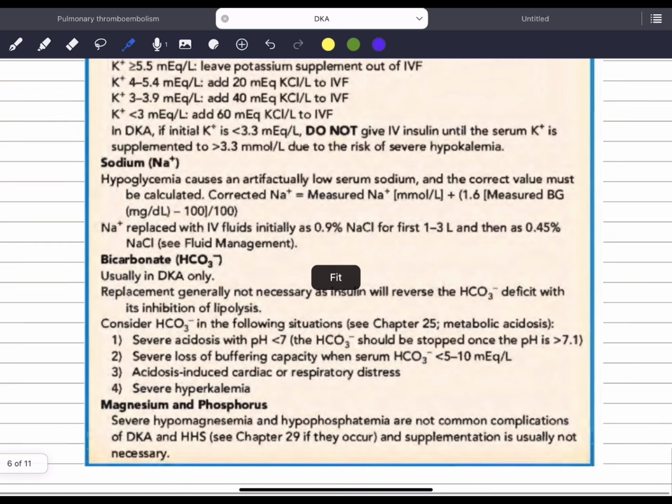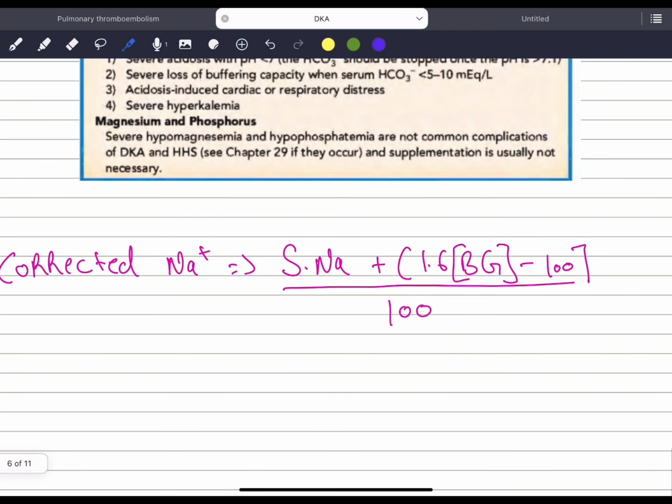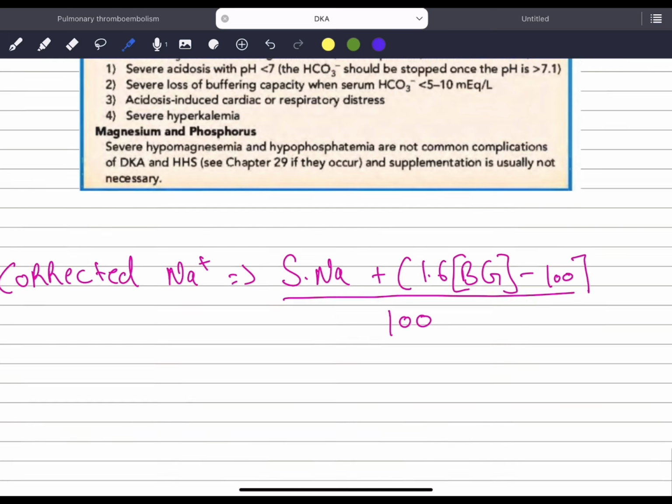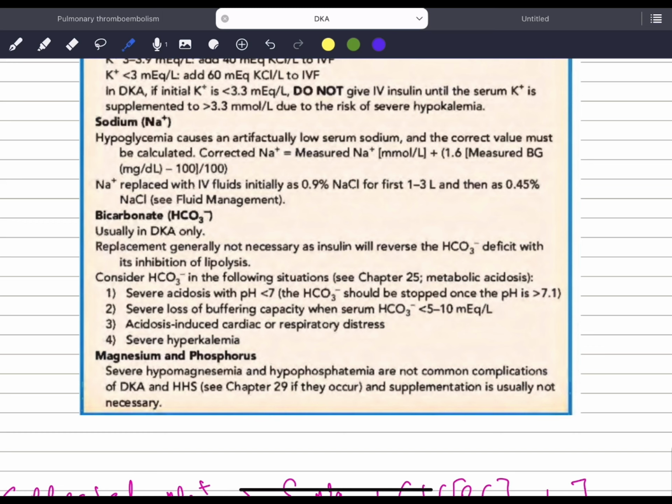Right? Sodium is generally artificially low because of hyperglycemia. So we have to correct the value of sodium. The corrected sodium is the serum sodium level plus the constant value, which is 1.6, times the blood glucose level minus 100, divided by 100. That gives you the corrected sodium level. So the patient might appear hyponatremic, but you have to correct the sodium, and then you don't need to treat it, right?